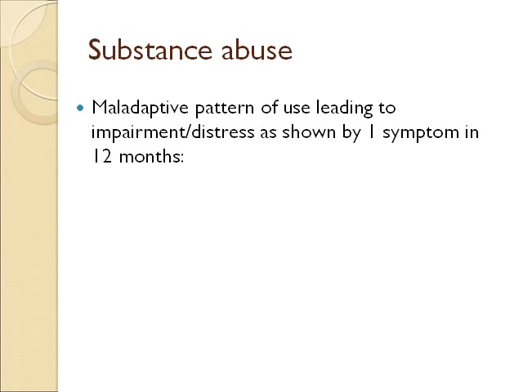So that's substance dependence. Now substance abuse, which you can use those same specifiers in terms of remission for. It's a maladaptive pattern of use leading to impairment or distress as shown by one symptom, just one, in 12 months.